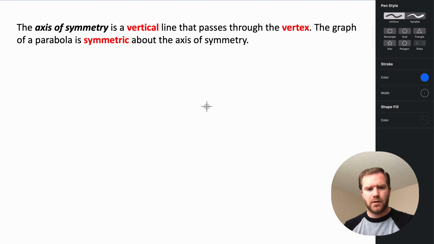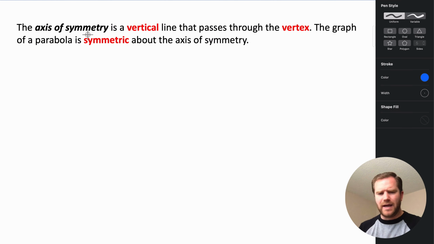In this video, we're going to be learning how to graph a quadratic equation in standard form. So previously we talked about some of the key terminology for quadratic equations, so let's refresh our memory on some of those. If you recall, we talked about the axis of symmetry before. The axis of symmetry is a vertical line that passes through the vertex.